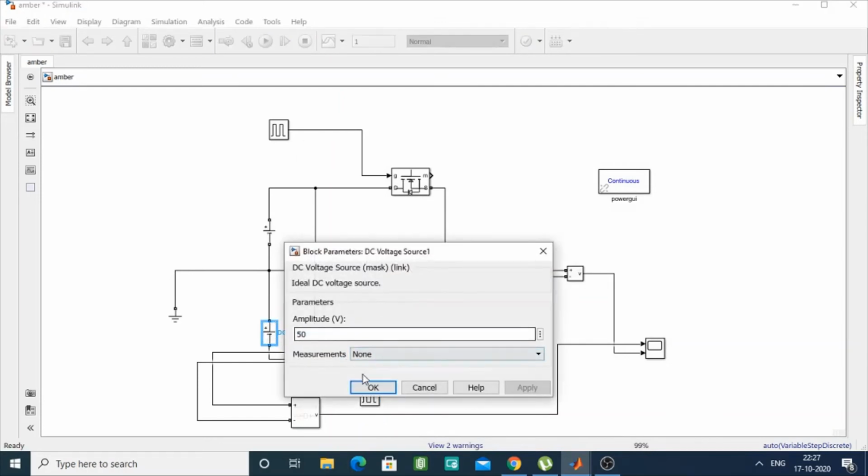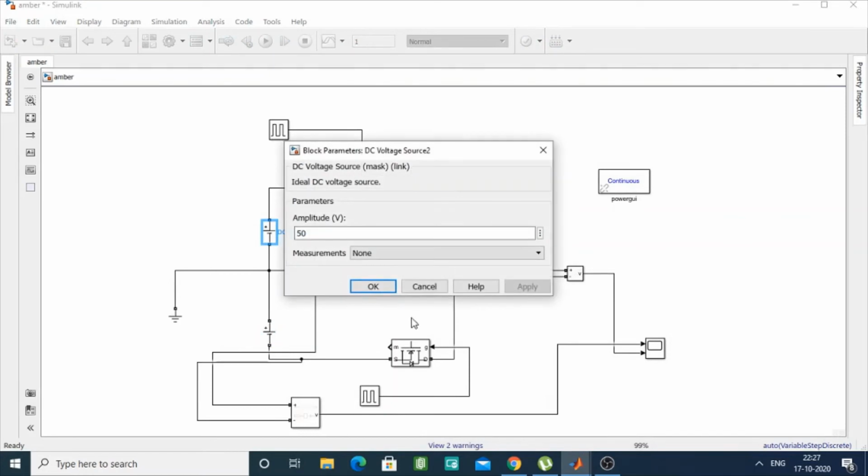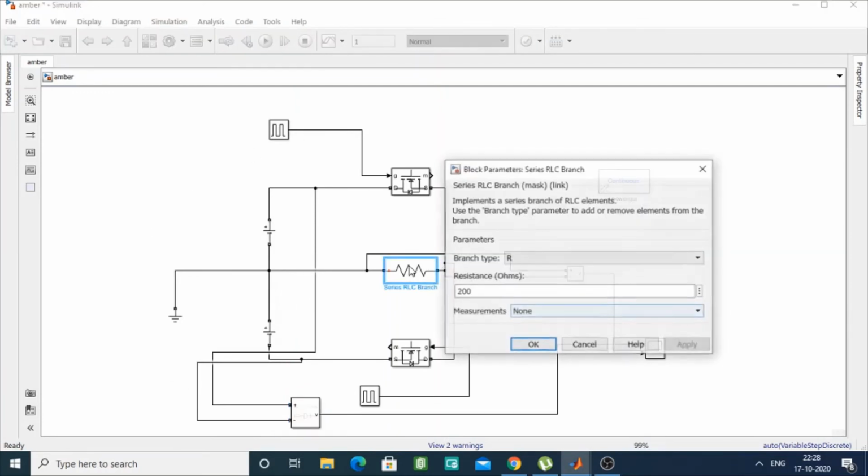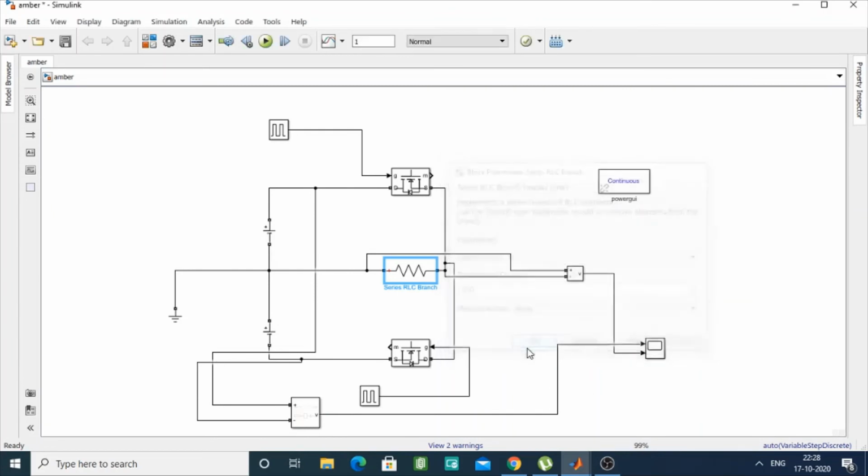We have used two voltage sources of 50 volts each, so that together they are 100 volts. This is a ground. This is a voltage measurement. This is a power GUI which is used for the working. This is a scope to see the output. This is another voltage measurement that we have used. So you can see the connections that I have done over here. This is a load resistance. We have used the series RLC branch, and we have taken the branch type to be R, and then we have specified a resistance of 200 ohms for this one. Now this is all about the circuit, and let's now see the simulation of this.